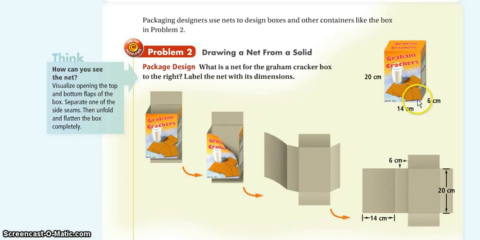The bottom was 14, the height was 20, and sort of the depth was 6 centimeters. So as you can see, they've labeled where it would be 6 centimeters, where it would be 14 centimeters, and where it would be 20 centimeters. So what I'd like you to do is copy that into your interactive notes and label the dimensions as well. And we're going to add to that together in class, but for right now I just want you to copy the net into the box provided for you in your interactive notes.